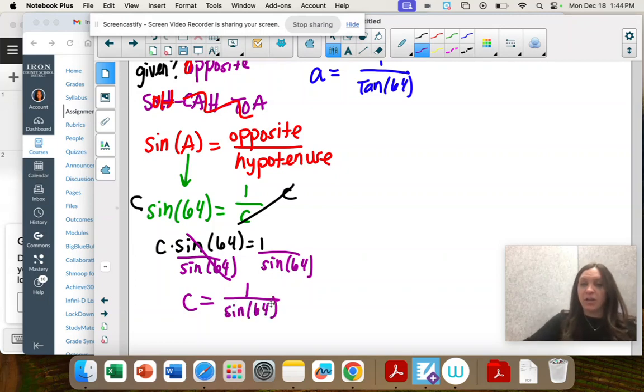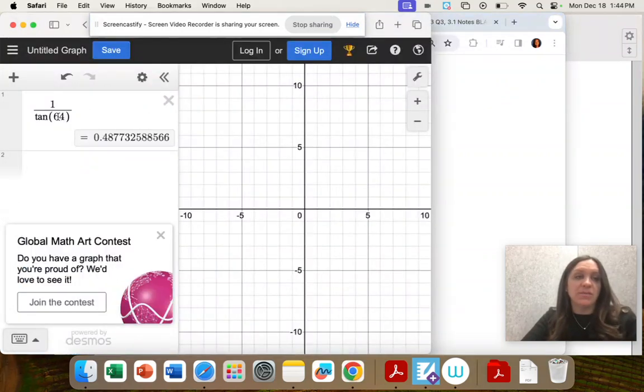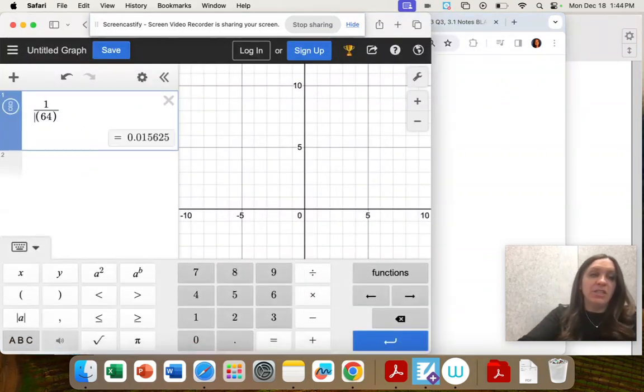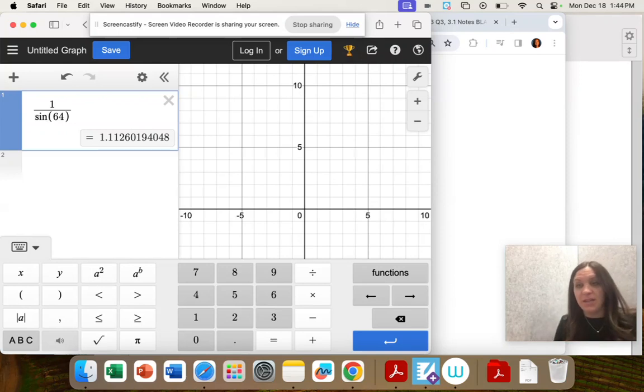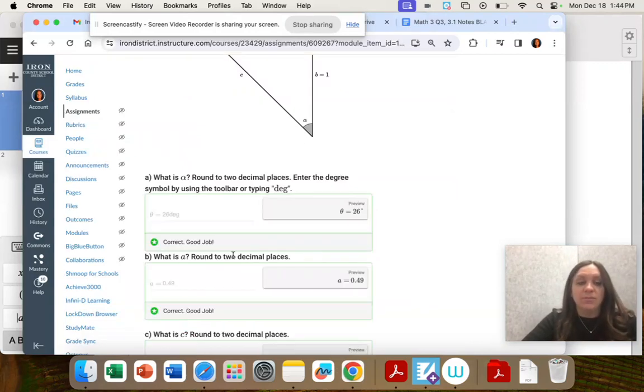And we're going to put that in our calculator and round to 2 decimal places. So I'm just going to erase tangent and type sine, S-I-N. So 1.11 will be our rounded number, and we got it.